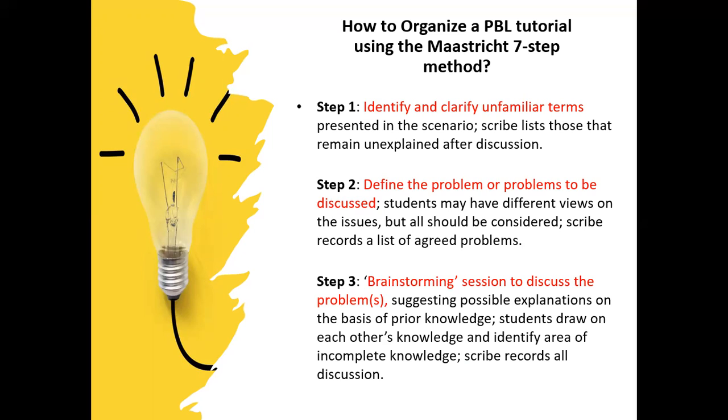This is step one. Step two, define the problem or problems to be discussed. Now the students become more and more focused. They start to define the patient problem and start to identify the cues for this problem. Number 3, brainstorming session to discuss the problem, suggesting possible explanations on the basis of prior knowledge. Students draw on each other's knowledge and identify areas of incomplete knowledge. Scribe records all the discussion.